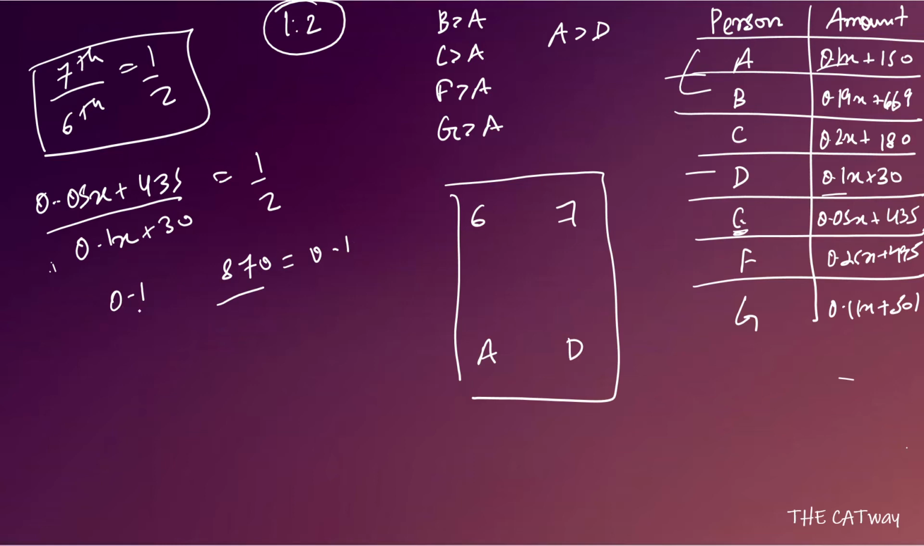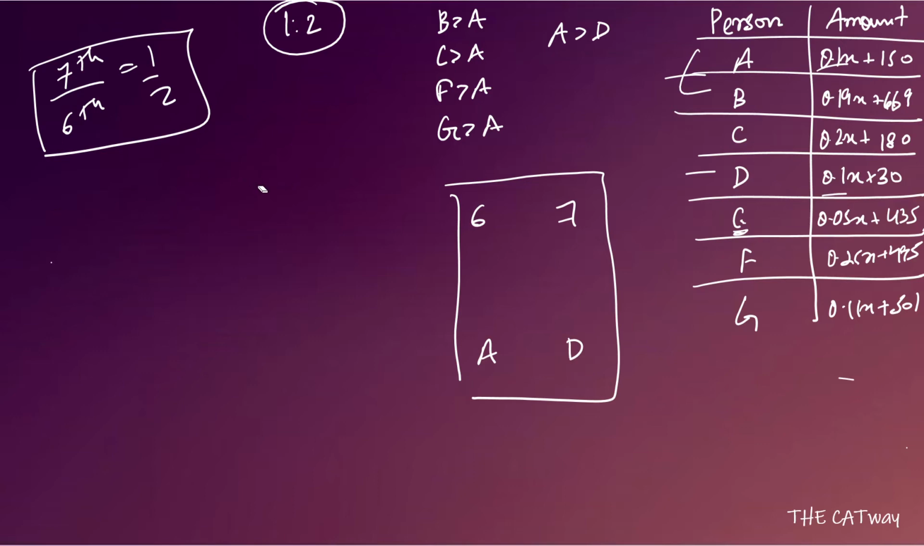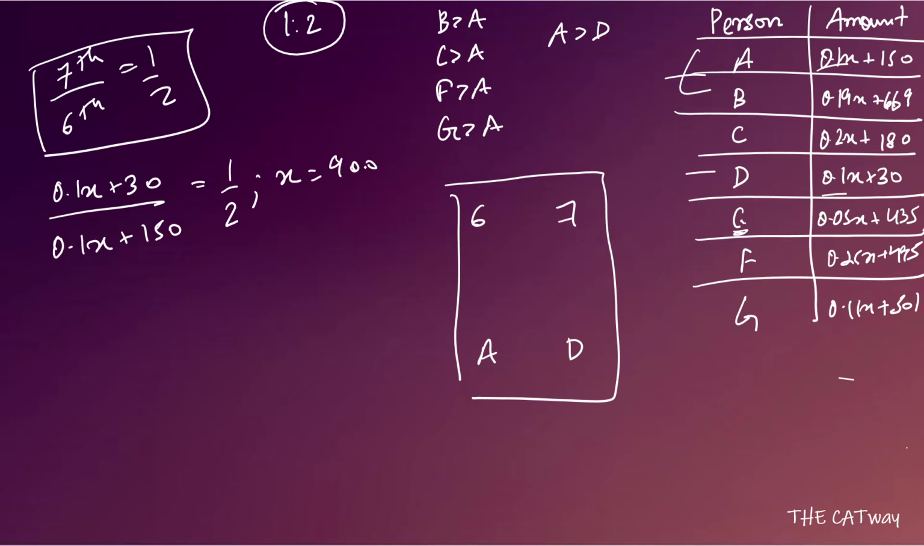So we are now 100% sure that the correct case is that A is the one with the second least money, and D is the one with the least amount of money. So let us calculate and find the value of x. In the numerator we will write the value of D, that is 0.1x plus 30, and in the denominator we will write 0.1x plus 150, and put 1 by 2. From this we get x is equal to 900.